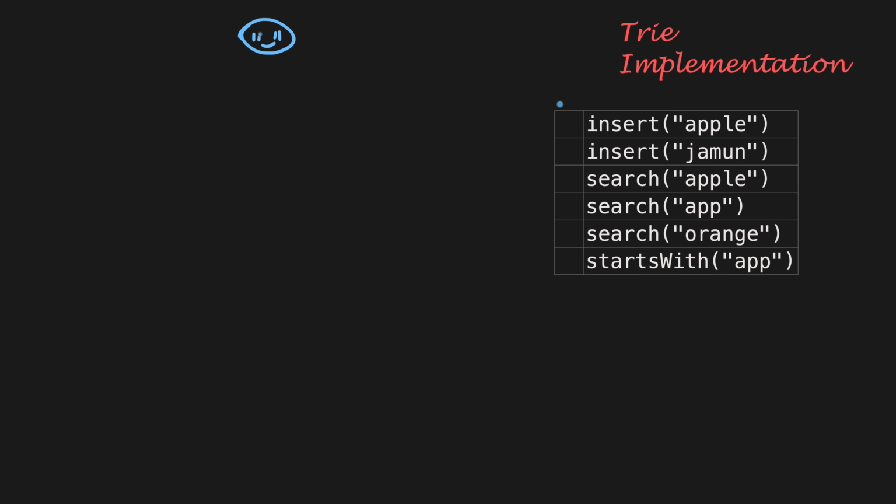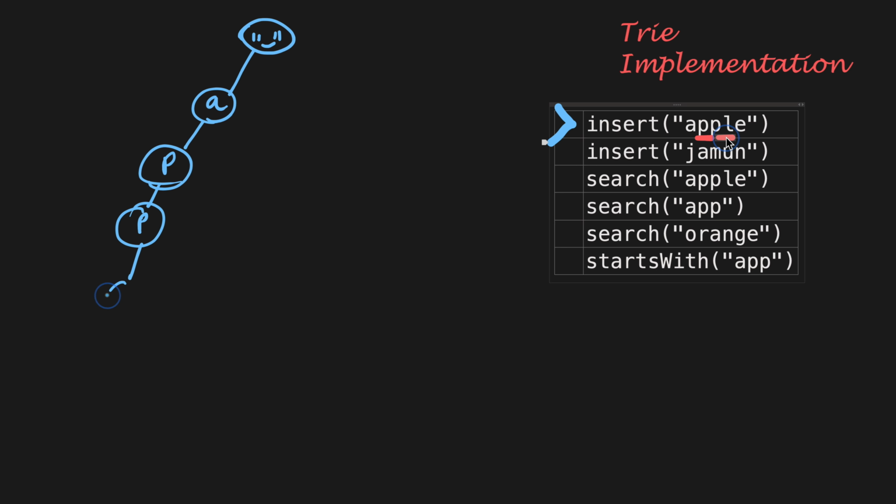Now, let's look at the insert function. Suppose we have to insert the string apple. The first character that we need to insert is A, and we check if the root node has a child for A, and it doesn't. So we create a new node and link it to the root node and move our pointer to it. The next character we see is P, and P doesn't exist as a child of node A. So we create a node P and link it to the parent A and move our pointer to it. And we repeat the process for the remaining characters P, L and E.